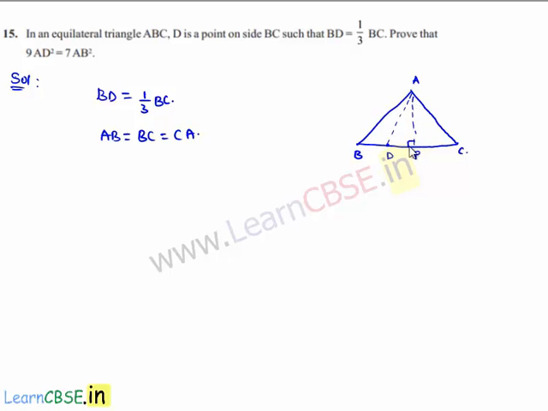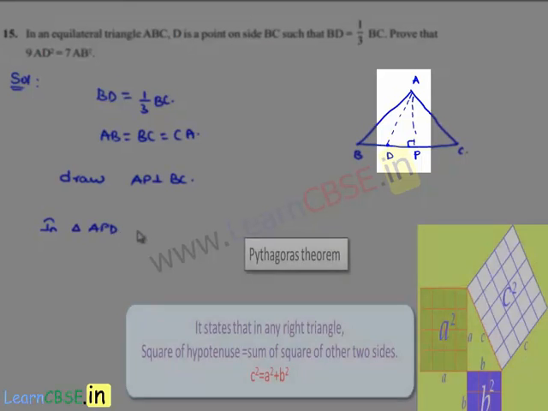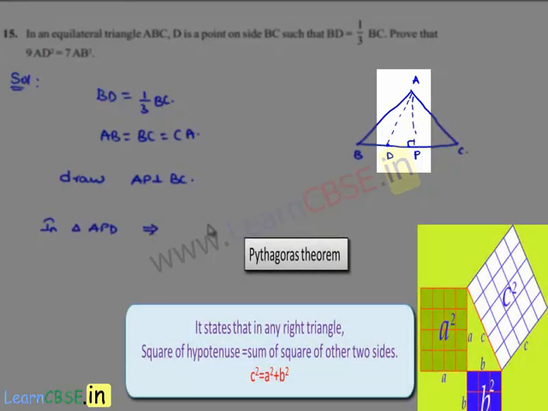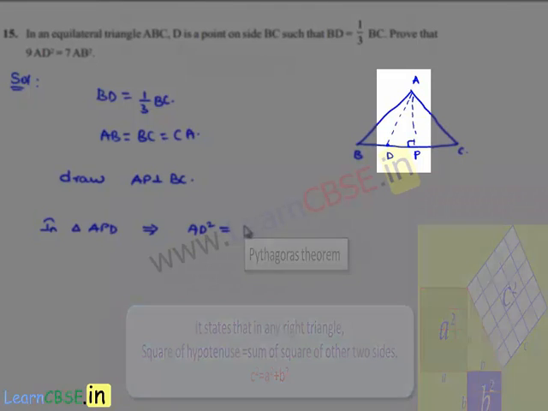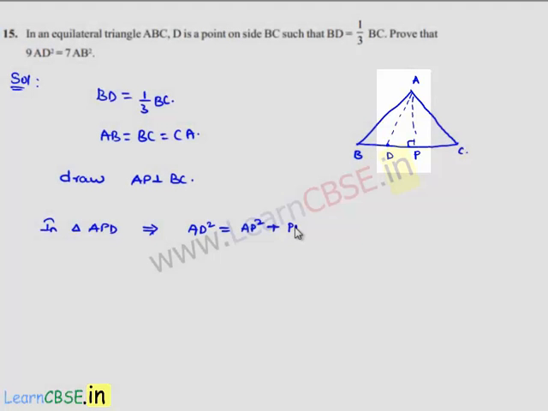AP perpendicular to BC. Now let us consider triangle APD, which is a right angle triangle. By applying the Pythagoras theorem, we get hypotenuse square, that is AD square, is equal to AP square plus PD square.